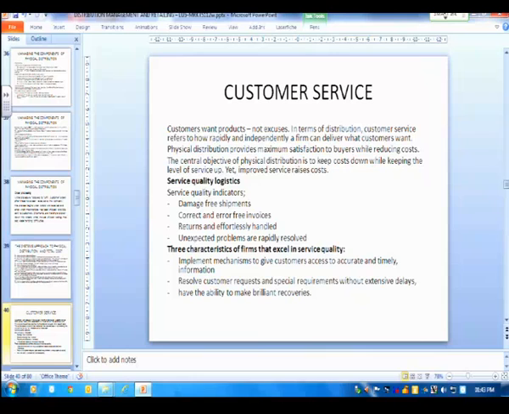1, they implement mechanisms to give customers access to accurate and timely information. Secondly, they resolve customer requests and special requirements without extensive delays. Thirdly, they have the ability to make brilliant recoveries.